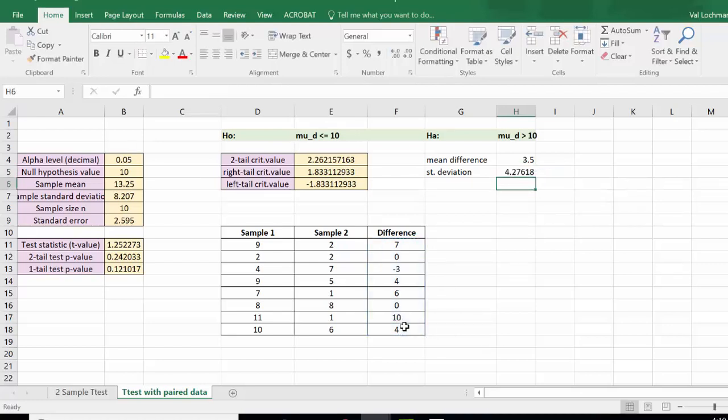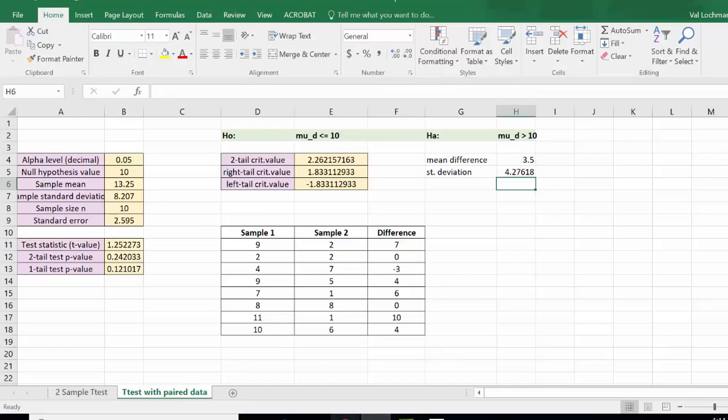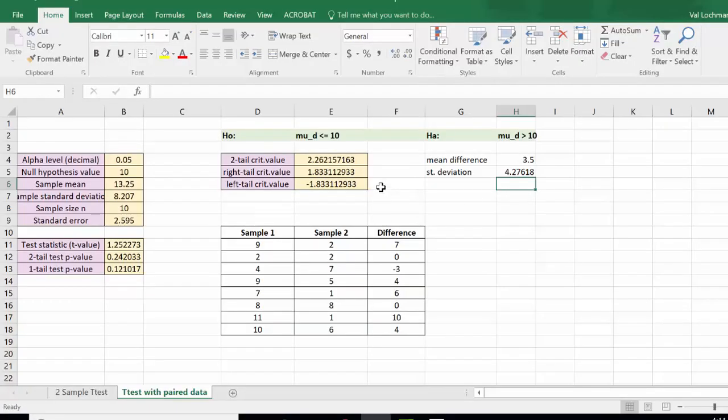Okay, that's done, and we want to see if on average these values are higher than the ones in sample 2 by 2, right? So that's what the problem is asking us. Let me get rid of this. So by 2 units or higher. That means what? Let me just go ahead and write what's going on here. I'm going to put 2 over here, and for my alternative hypothesis, 2 over here.